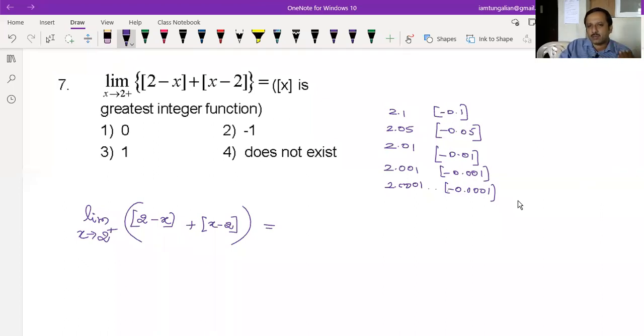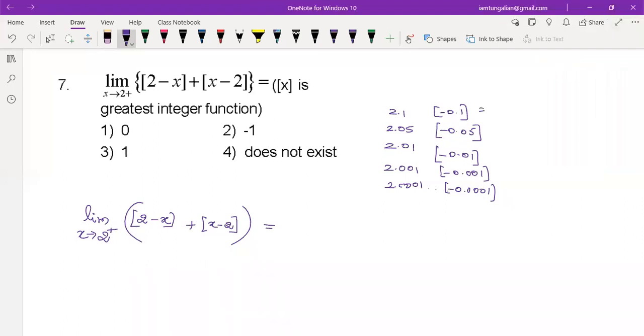See, when I say x is approaching 2 from right side, x value is very close to 2 but greater than 2. If I substitute those values, these are the things we are going to get. Now, what is the value of step of minus 0.1? This is equal to minus 1. Step of minus 0.05 is also minus 1. Step of minus 0.01 is minus 1. This is minus 1. This is also minus 1. So all these values are equal to minus 1. So this I'll write as minus 1 plus.